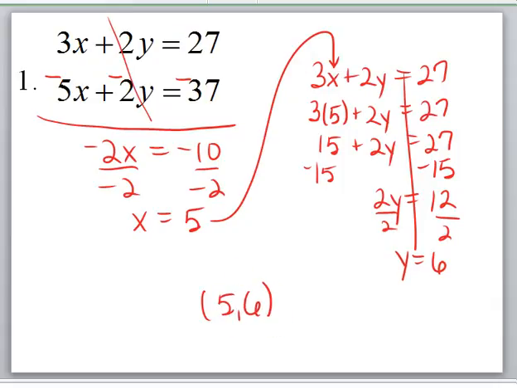And then what I can do is check my solution. So I can put 5 in here and 6 in here. I can use the negative signs, or if I don't have to, I get 25 plus 12, and 25 plus 12 is 37. So I can feel confident that this is my answer.